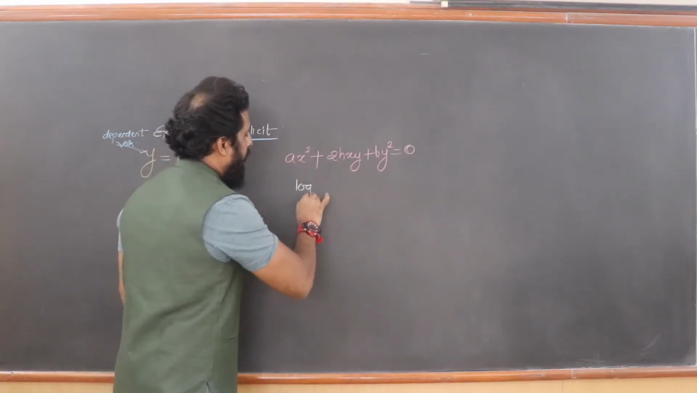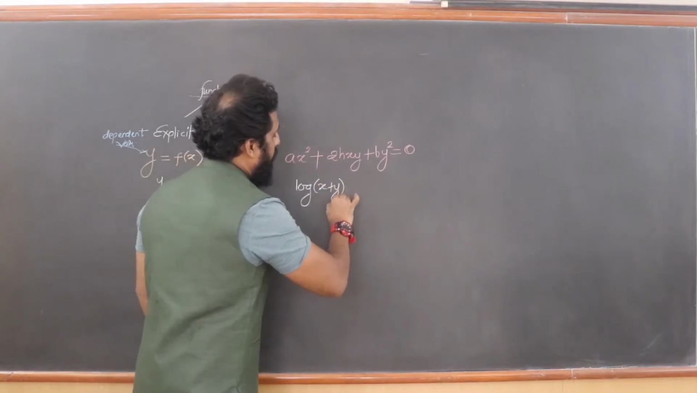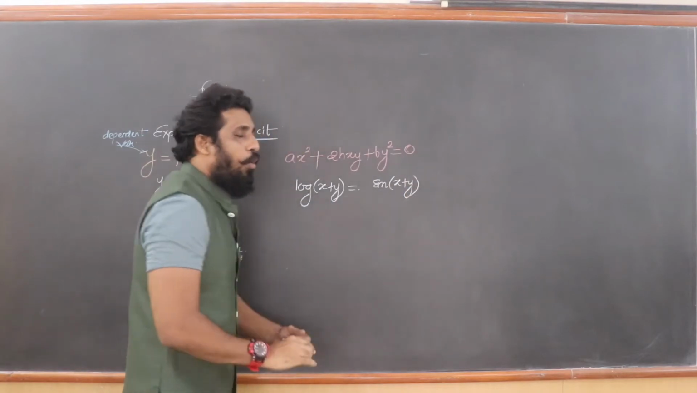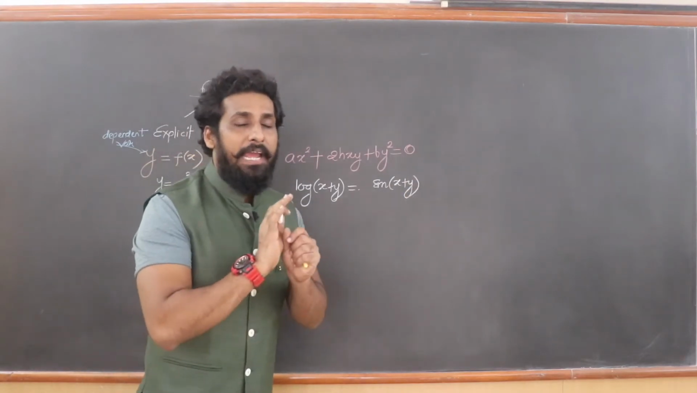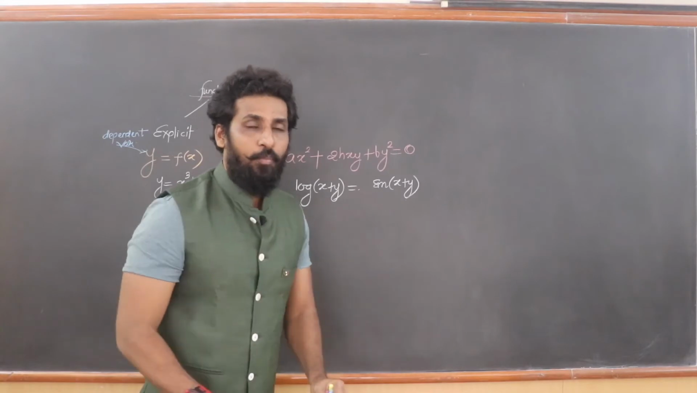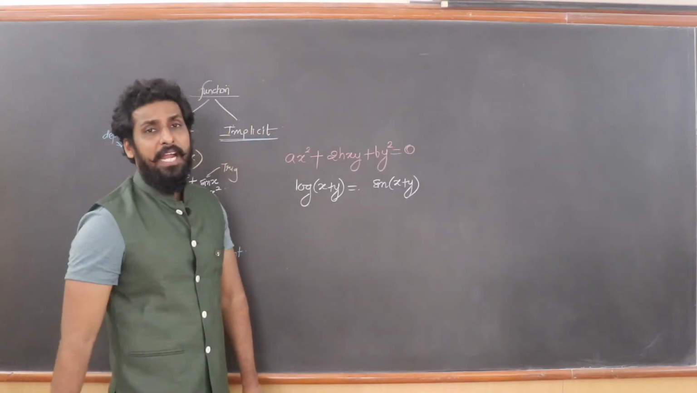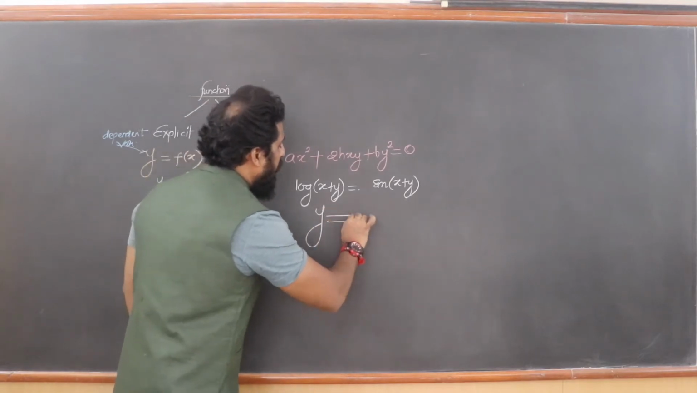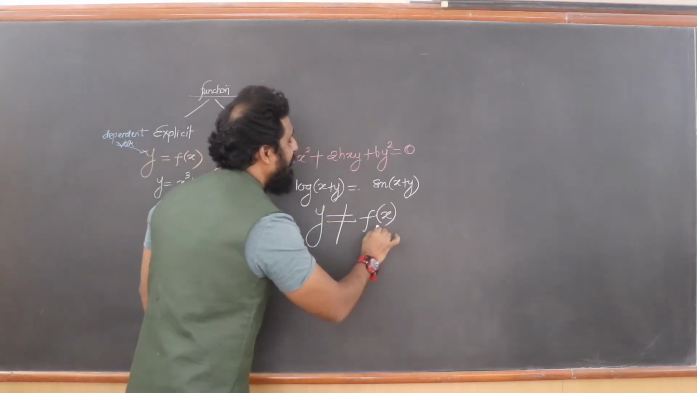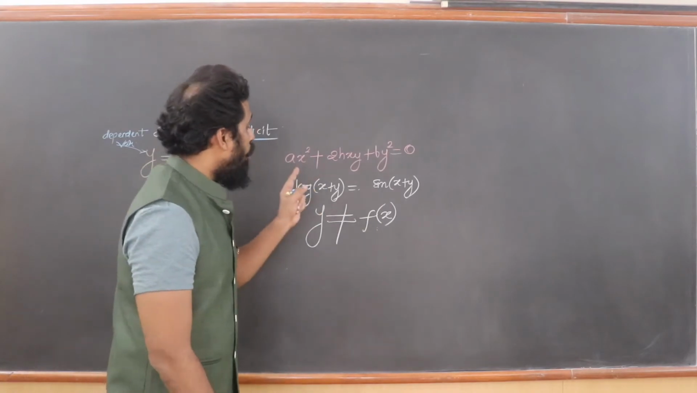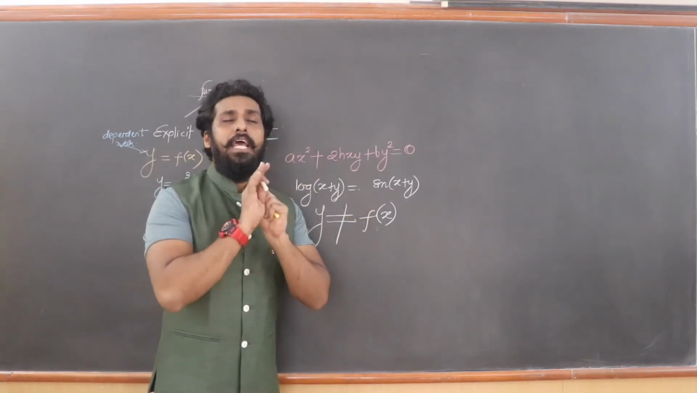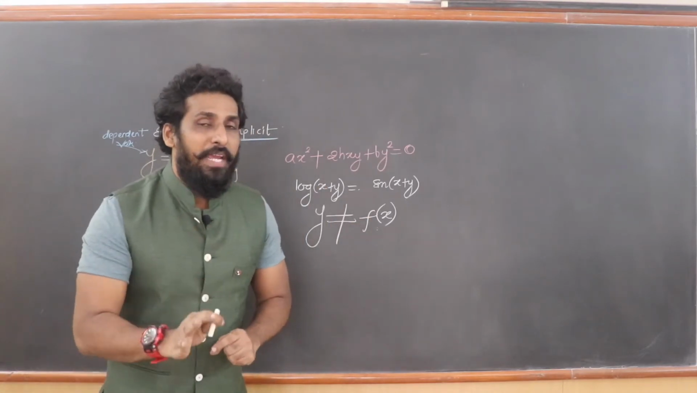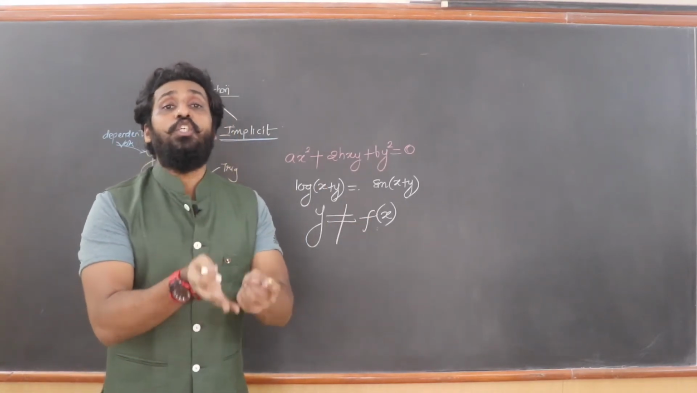So if I write like this, log of x plus y is equal to sine of x plus y. Now whatever you try to do, whatever mathematical equations you try to bring here, you will not get y as a function of x. That is simply not possible for such kind of equation, and there are many equations like this where you might not be able to get y as a function of x.